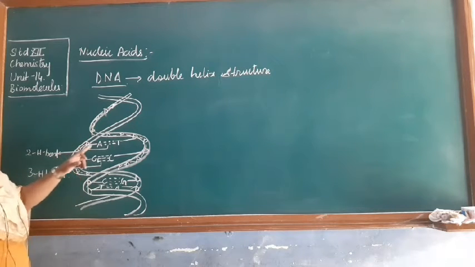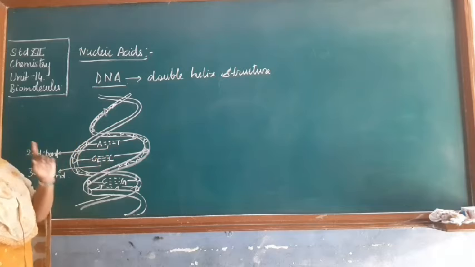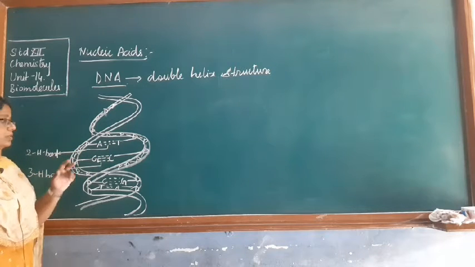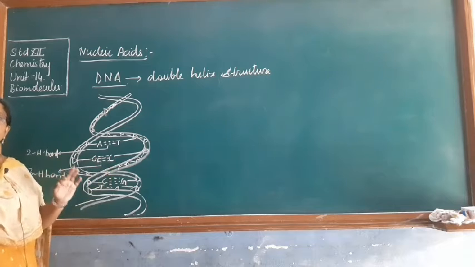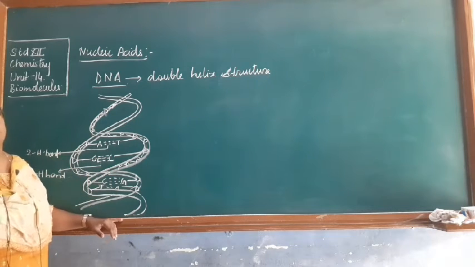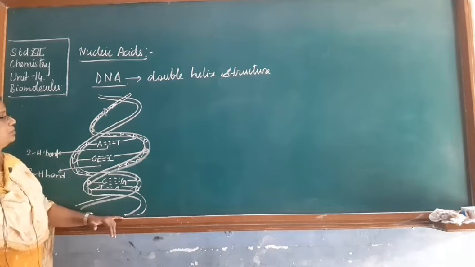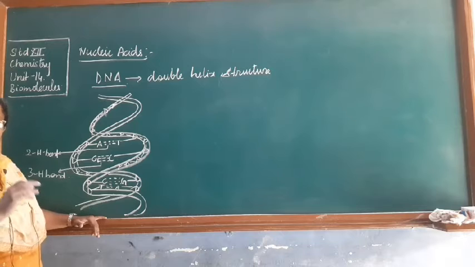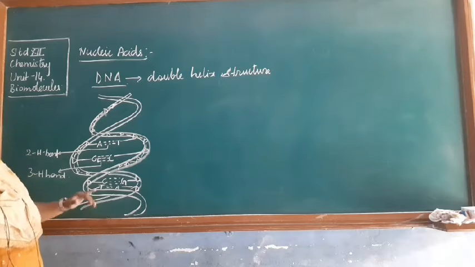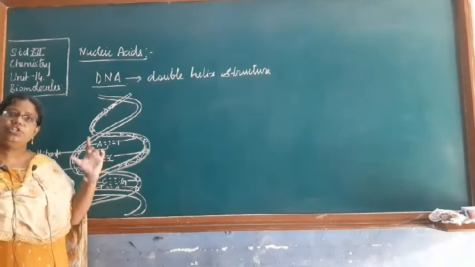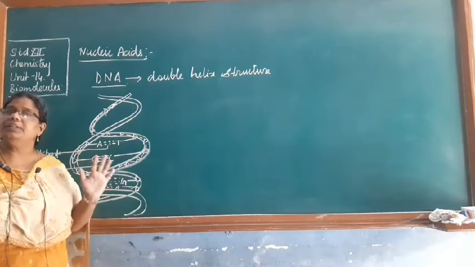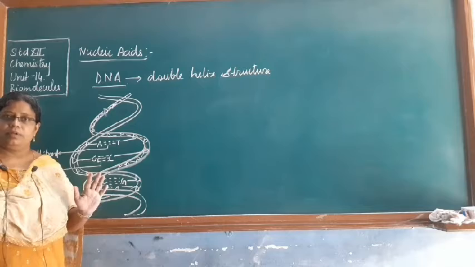Other thing to be noted here is that A and T will always be joined with 2 hydrogen bonds, while G and C will always be bonded with 3 hydrogen bonds. So these are the things you should understand in DNA. In DNA the sugar is deoxyribose, okay. The bases which are present in DNA are 4, that is adenine, thymine, guanine and cytosine. Okay.